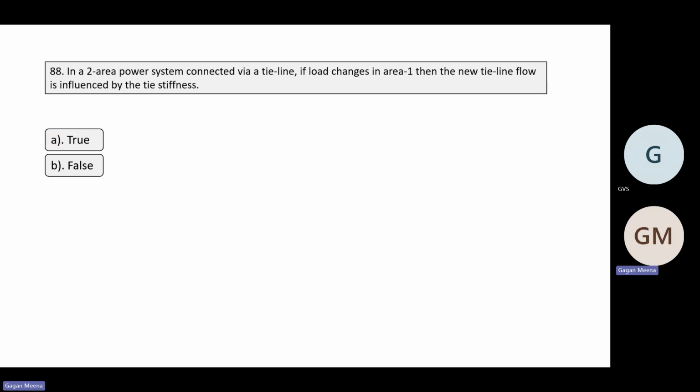In a two-area power system connected by a tie line, if load changes in area 1, is the new tie line flow influenced by the tie stiffness? No, because it is independent of the tie stiffness.